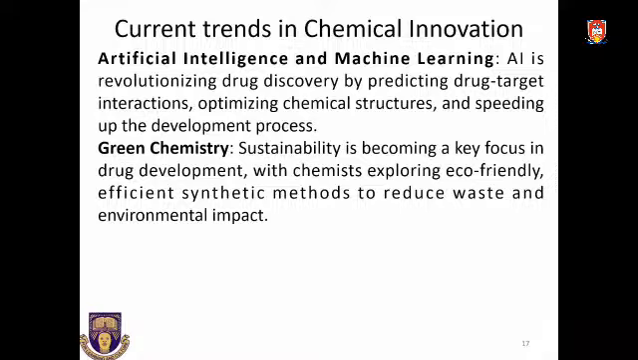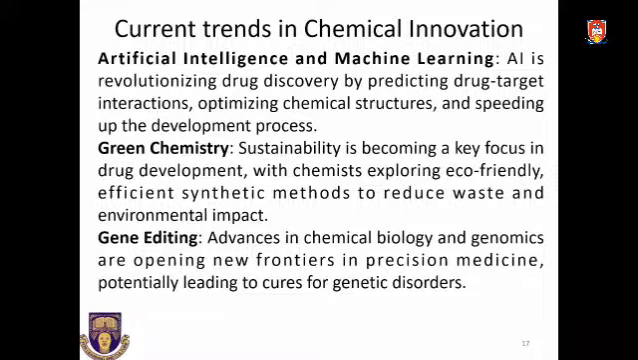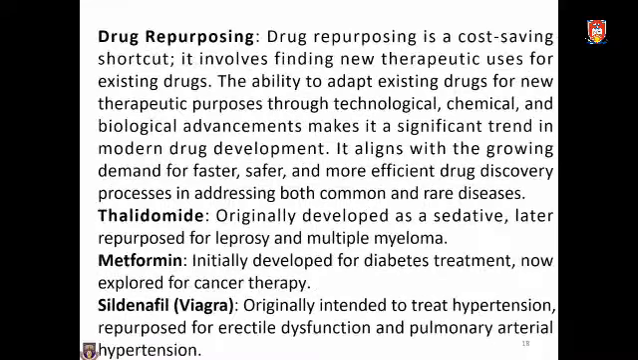Next is green chemistry. Green chemistry is looking at how we can remain environmentally friendly. We're not just trying to make drugs at all costs, even if we are killing the environment. We are trying to look at eco-friendly approaches to reduce waste in the environment. Gene editing, which again leans more to the biology side of things, is also very, very critical. And lastly is drug repurposing.